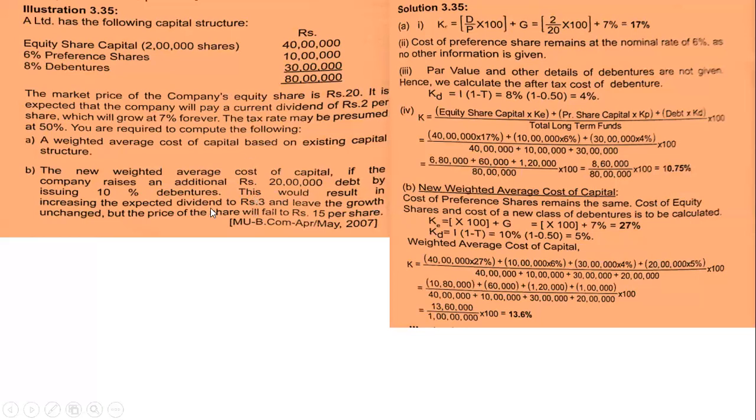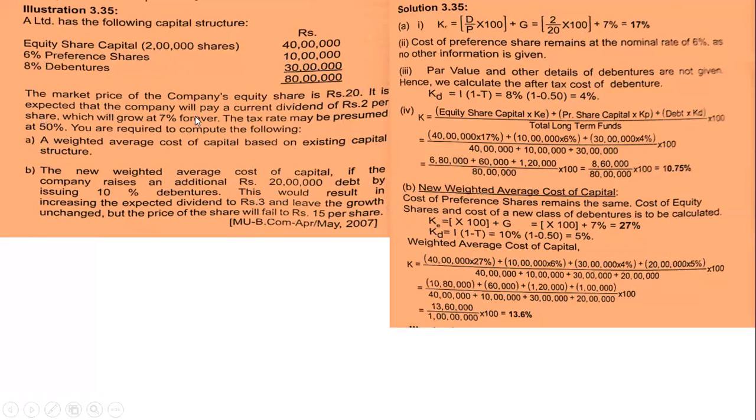Anyhow, it doesn't matter here. We are only concerned with the computation of weighted average cost of capital. We'll explain that. Fine. So first we'll consider situation A, a weighted average cost of capital based on existing capital structure. Now the capital structure, we know: 40 lakhs equity share capital, 10 lakh preference shares, and 30 lakh 8% debentures. Fine. What else have they given? Just a glance over that. The market price of the company's equity share is rupees 20. So the P value is 20, the market value they have given.